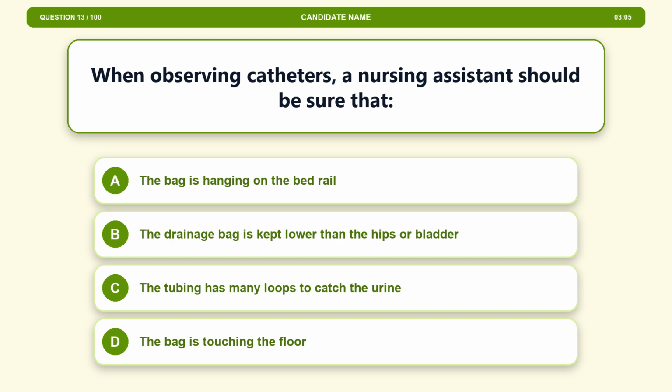Question 13. When observing catheters, a nursing assistant should be sure that Option A. The bag is hanging on the bed rail. Option B. The drainage bag is kept lower than the hips or bladder. Option C. The tubing has many loops to catch the urine. Option D. The bag is touching the floor.